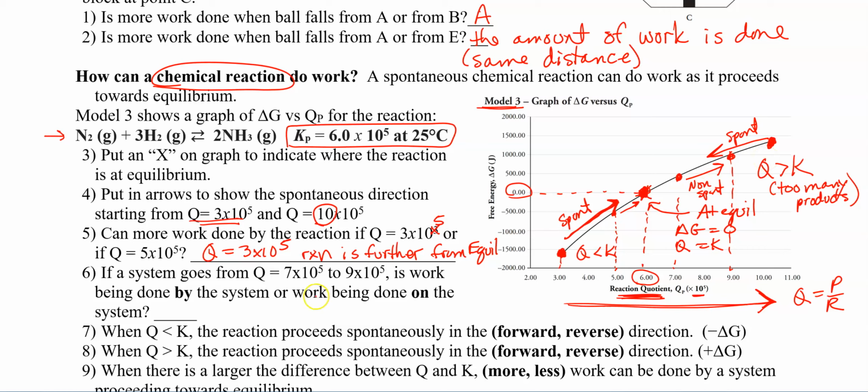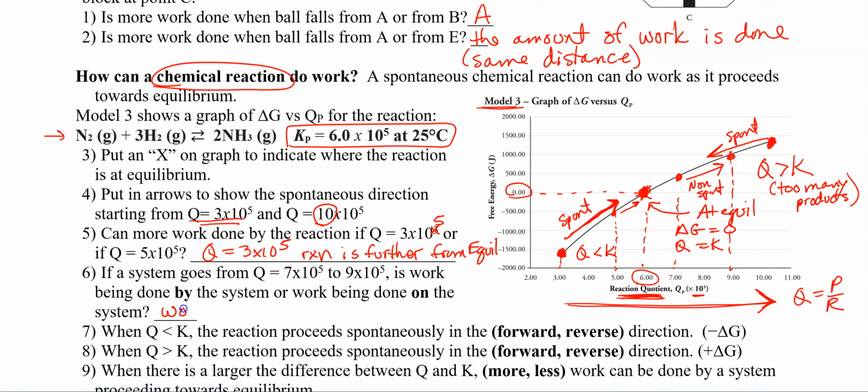So if you're going in the non-spontaneous direction, the system must be doing work, right? So the system is doing work on the system. Okay, let me say that one more time. I think that was confusing. Okay, so we're moving in the non-spontaneous direction. If it goes in the spontaneous direction, the reaction would be doing work. So in this case, you're going in the non-spontaneous direction. Work would have to be done on the system, right?